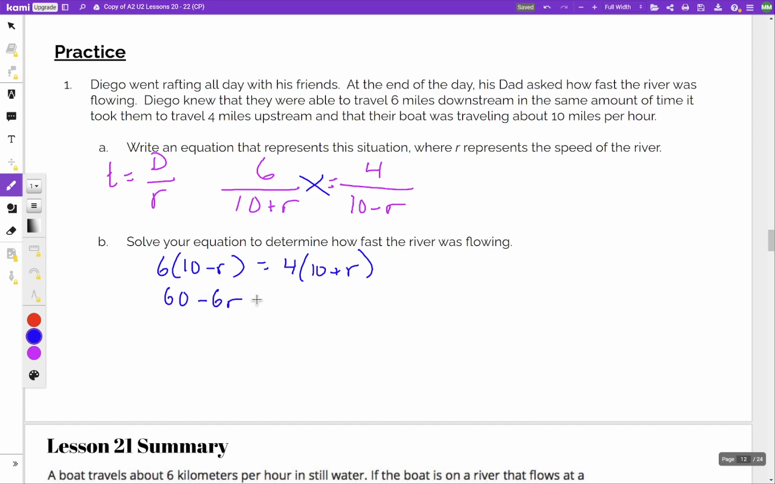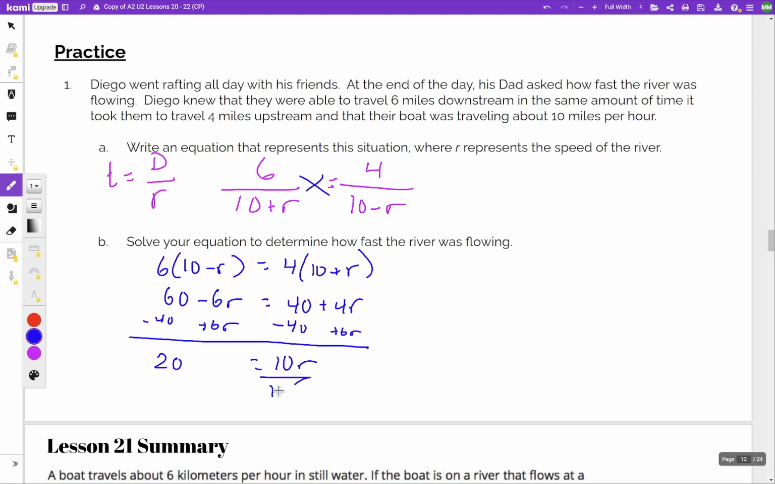60 minus 6r equals 40 plus 4r. And same thing as before. We're going to subtract the 40 from both sides. And while we're at it, let's add 6r to both sides. And what I'm going to end up with is 20 equals 10r, so r is 2 miles per hour.